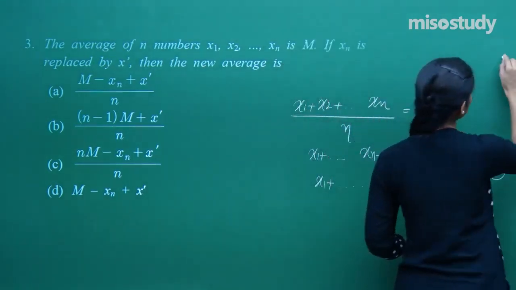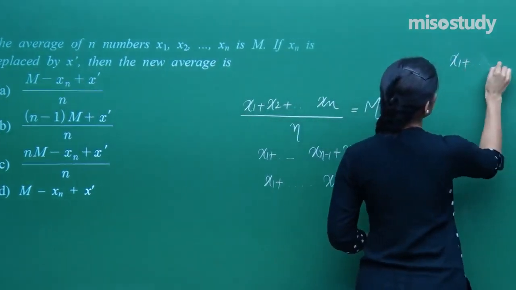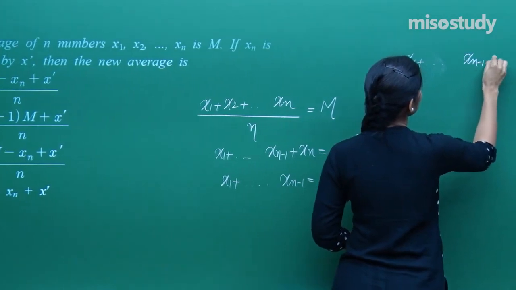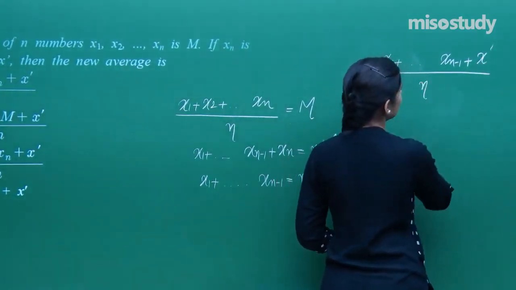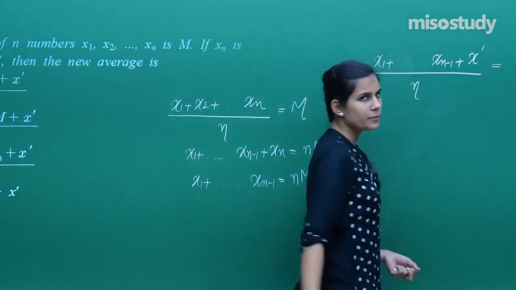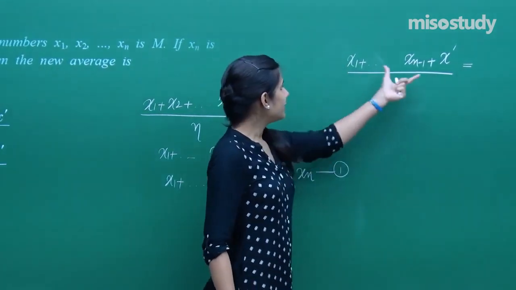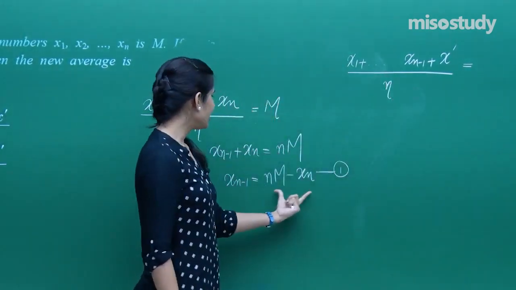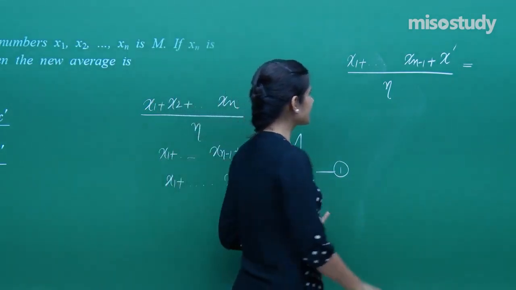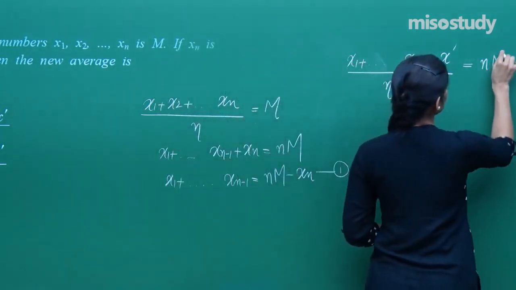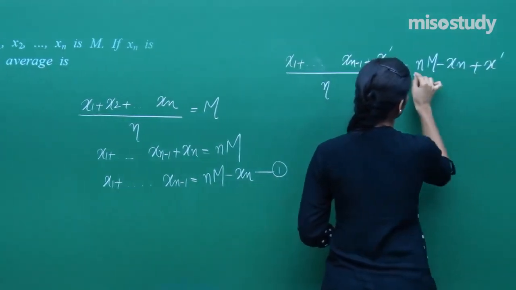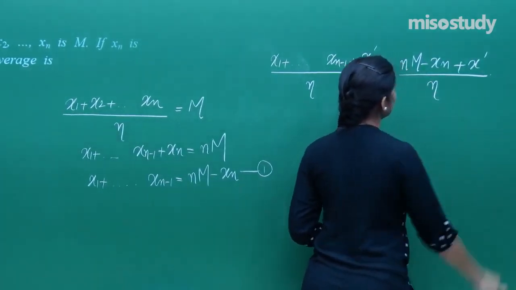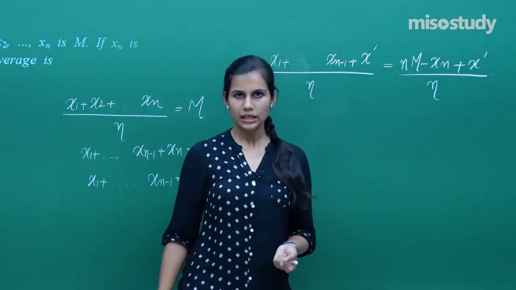It is saying that if xn is replaced by x dash, find the new mean. So the new mean will then be x1 plus x2 plus xn minus 1 plus not xn but x dash, but the number of terms remains the same. What is this new mean equal to? x1 till xn minus 1 is actually equal to n into M minus xn, plus x dash, whole upon n. And that's your answer, right?